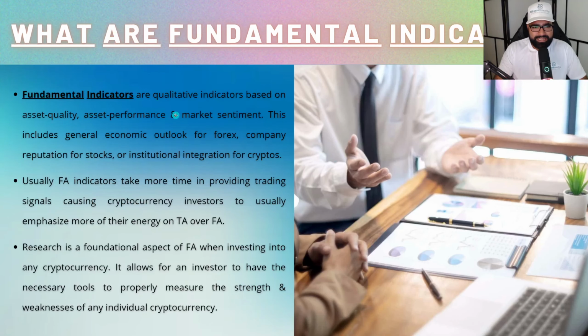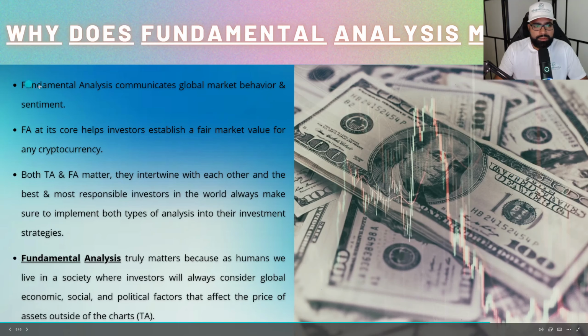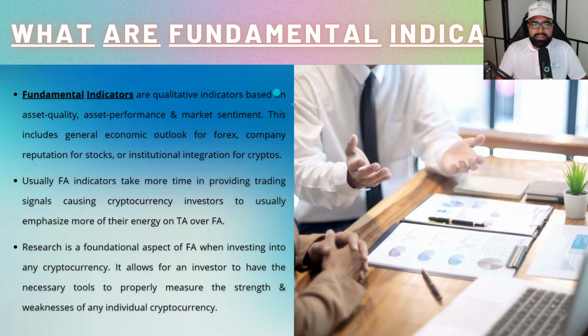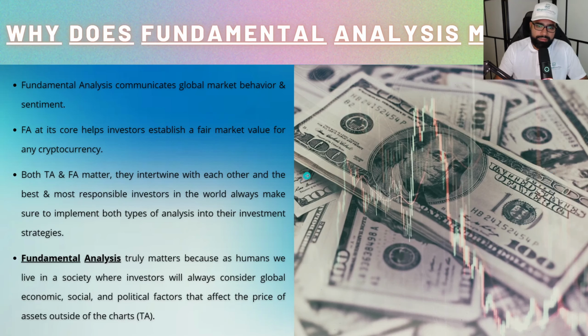So fundamental indicators are qualitative indicators based on asset quality, asset performance, and market sentiment. This includes general economic outlook for Forex, company reputation for stocks, or institutional integration for cryptos. Usually, FA indicators take more time in providing trading signals, causing cryptocurrency investors to usually emphasize more of their energy on TA over FA. Research is a foundational aspect of FA when investing into any cryptocurrency. Research is very important. It allows an investor to have the necessary tools to properly measure the strengths and weaknesses of any individual cryptocurrency. So that's basically the analysis of fundamental indicators, and we reviewed a couple of examples.